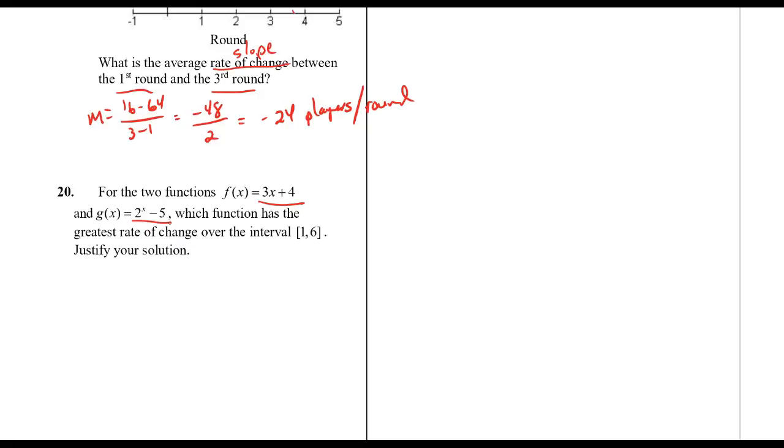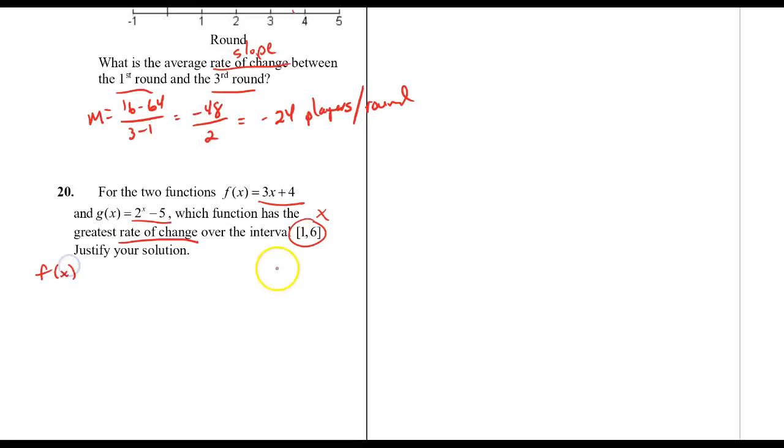20. For these two functions, 3x plus 4, which is linear, and 2 to the x minus 5, which is exponential. Which function has the greatest rate of change over the interval 1, 6? Justify your solution. So again, rate of change, that's slope, and we have an interval 1 to 6. These are only x values. So we need points again.